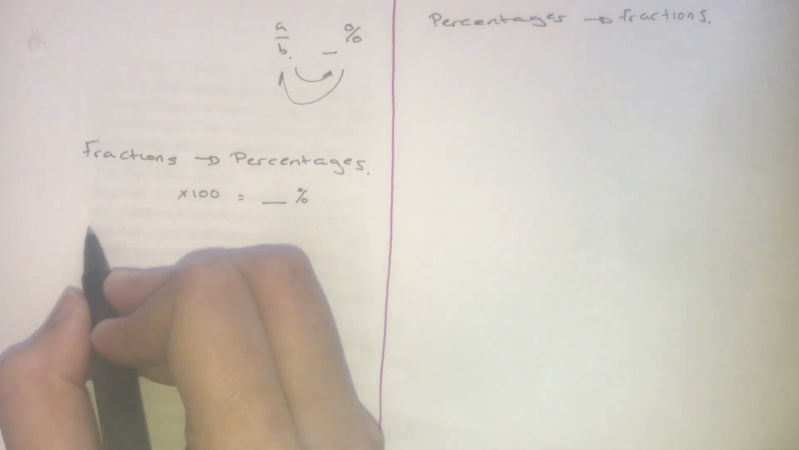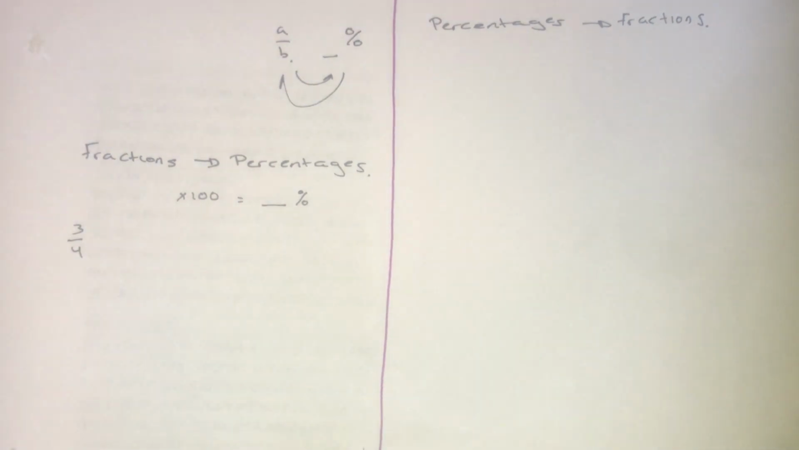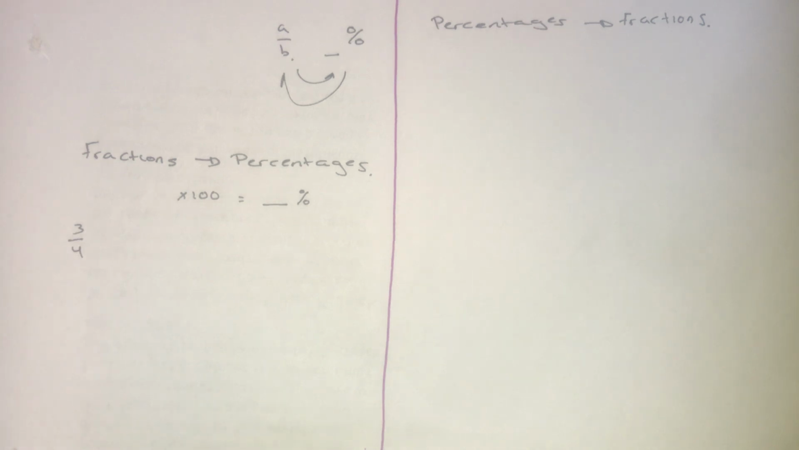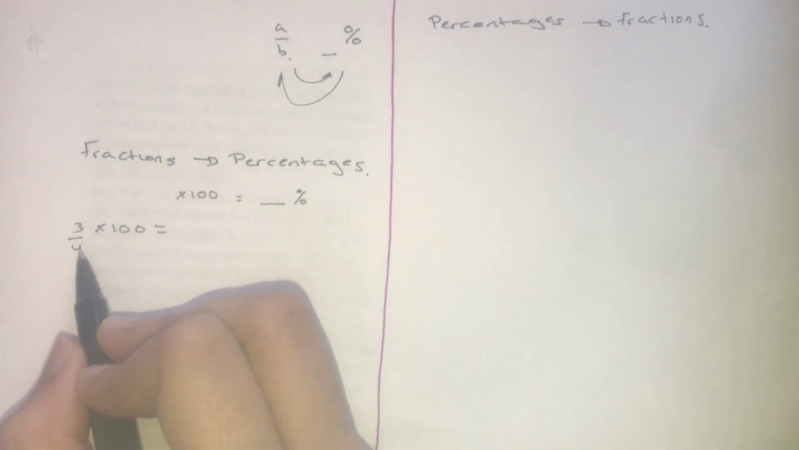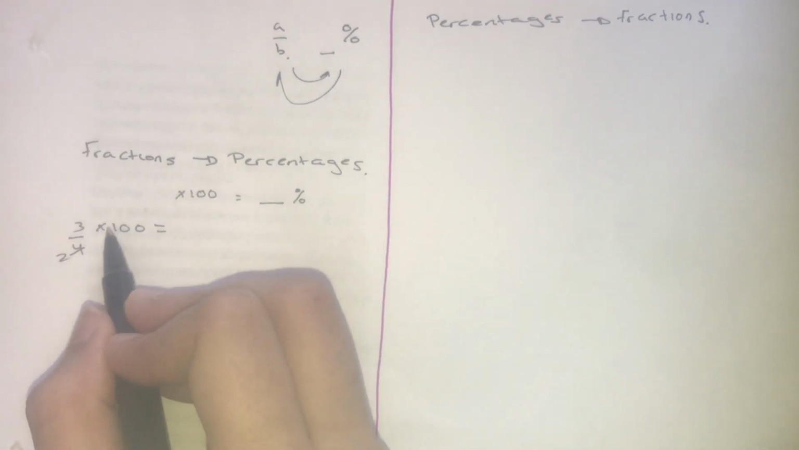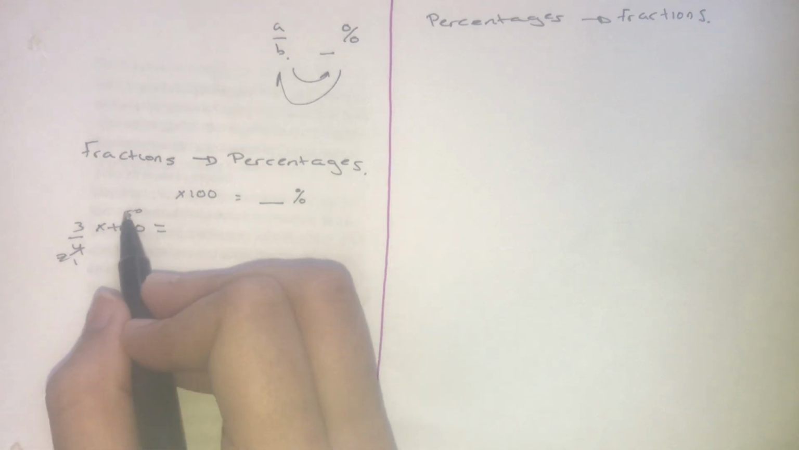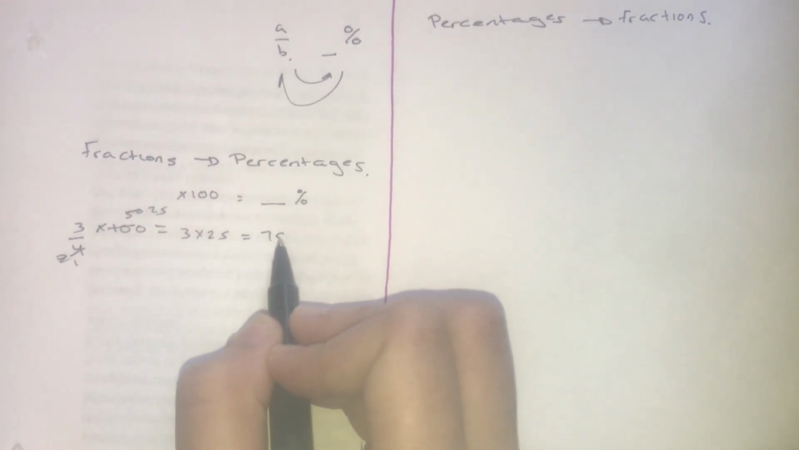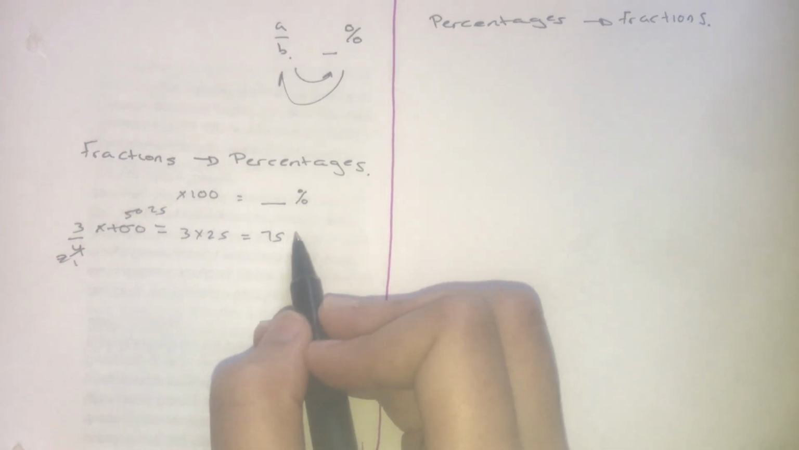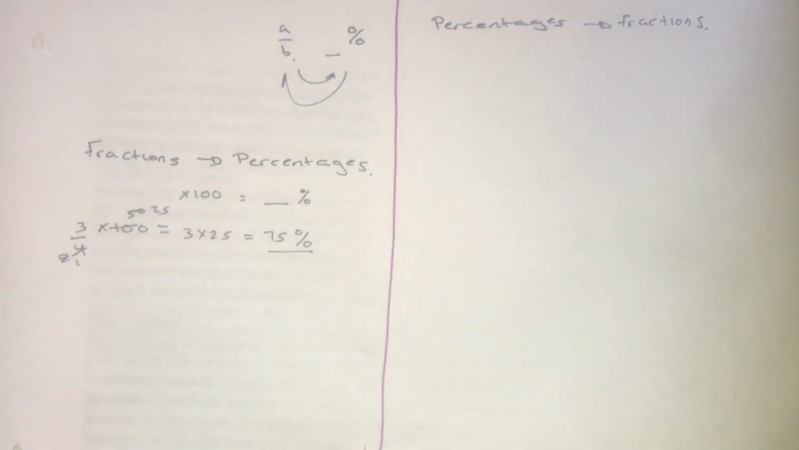The first one would be 3 over 4. What did I say? You need to multiply it by 100. This is divisible by 2: 2 into 100 is 50, and 2 into 4 is 2, then 2 into 50 is 25, and 2 into 2 is 1. So you're left with 3 times 25, that is 75. Then you add the sign at the end, so 75%.